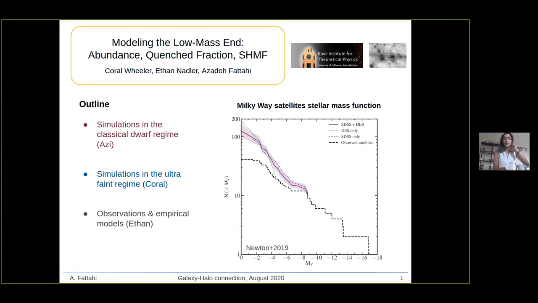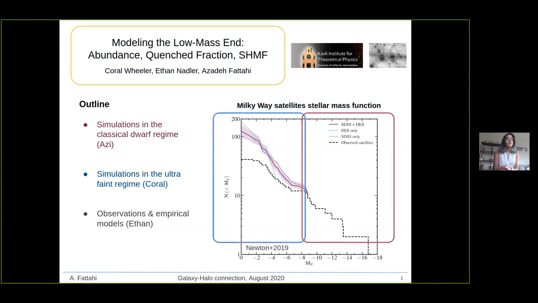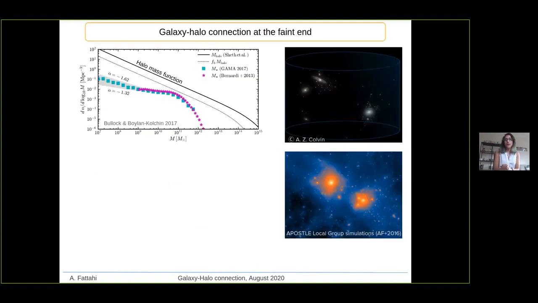I will mainly give an overview from the simulations on the classical dwarf regime, which would be a magnitude of -8 or brighter, or stellar masses of about 10 to the 5. Coral will touch upon lower mass ones, and Ethan will talk about the observations and the empirical models we have.